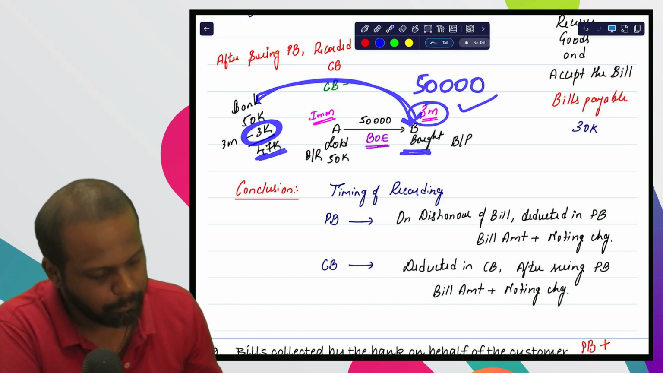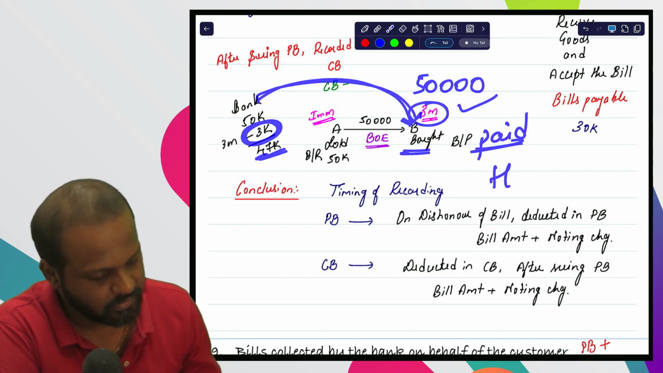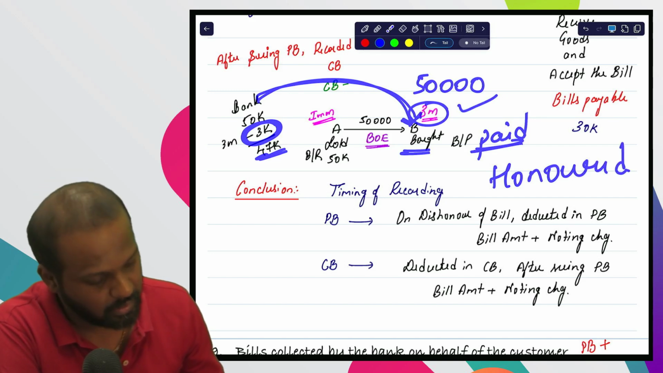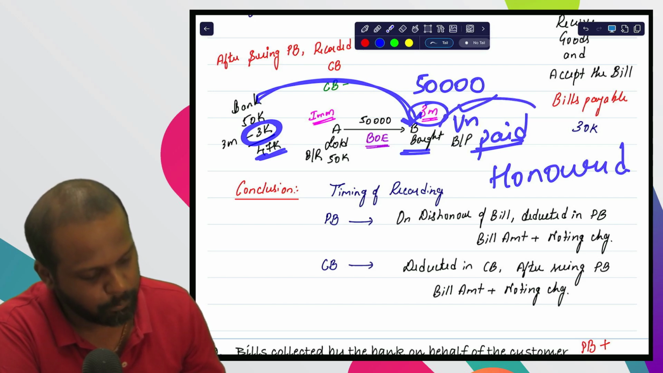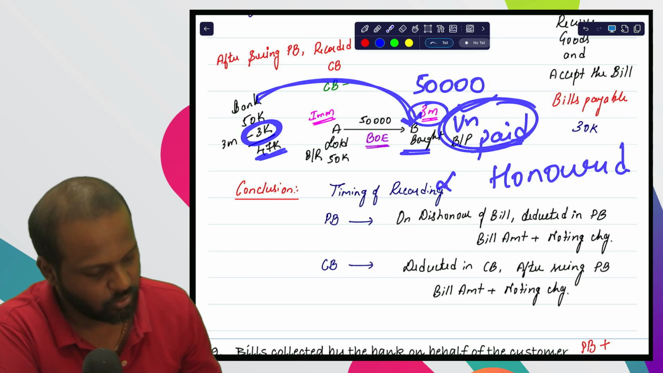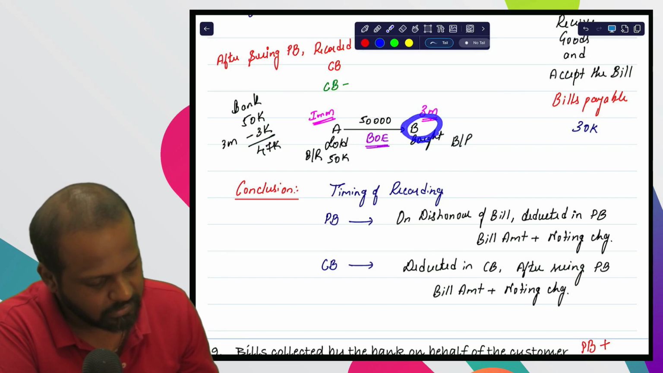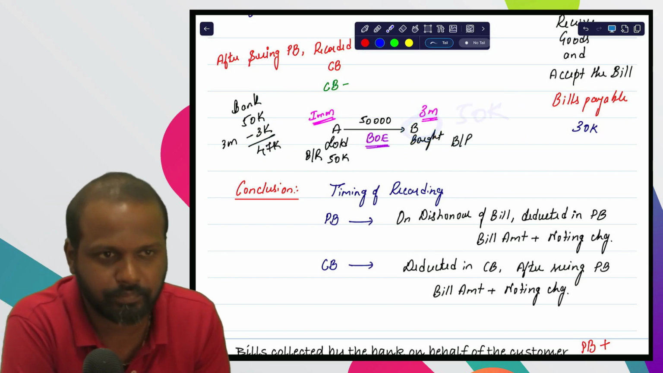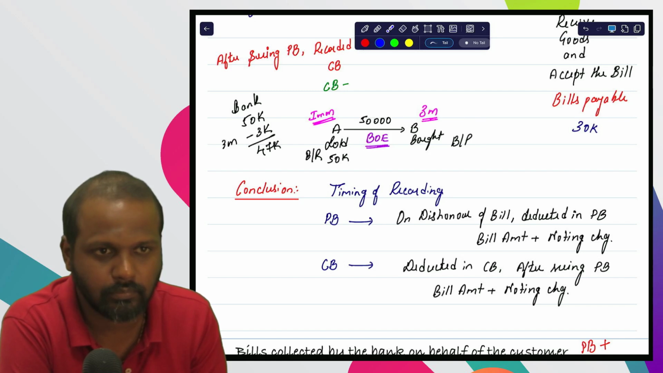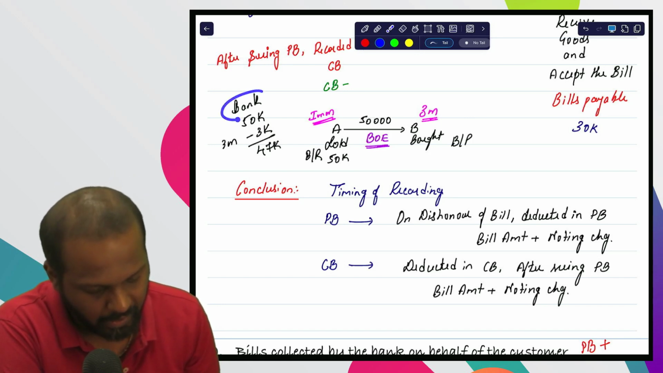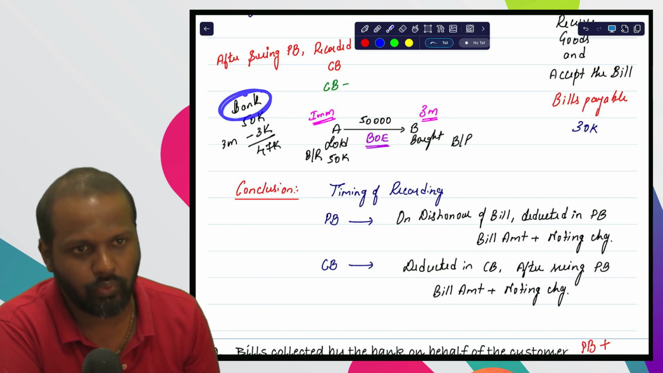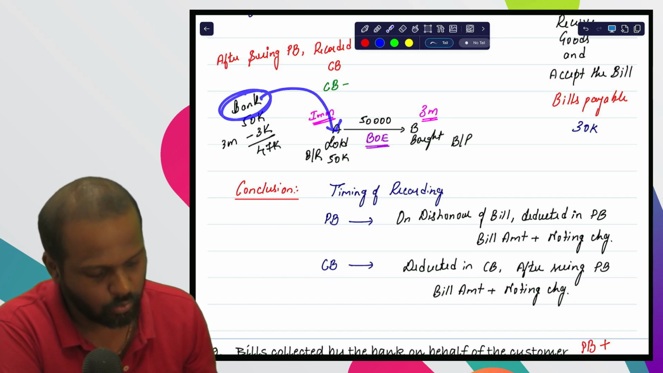Suppose B makes the payment of the bill, then we say the bill is honored, paid. Suppose B doesn't make the payment, if the bill is unpaid, then it is called dishonor. Dishonored means unpaid. So if B does not make the payment of that 50,000 rupees, then what will happen? The bank is going to deduct 50,000 rupees from the bank account of A.